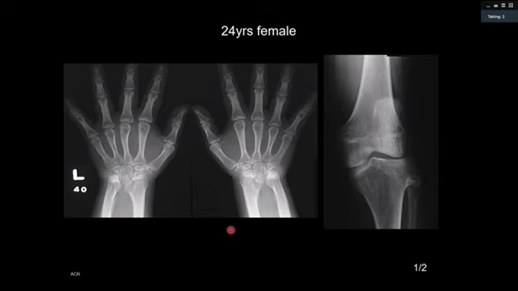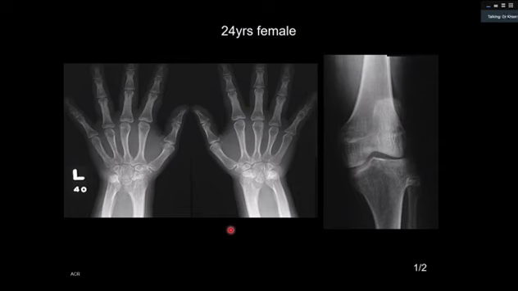So there's shortening of the fourth and fifth metacarpals, which is pathognomonic of, or can be seen in, Turner syndrome. There also appears to be subluxation of the patella, which I believe can also be seen with the associated Madelung deformity. So altogether, this would be in keeping with Turner's.